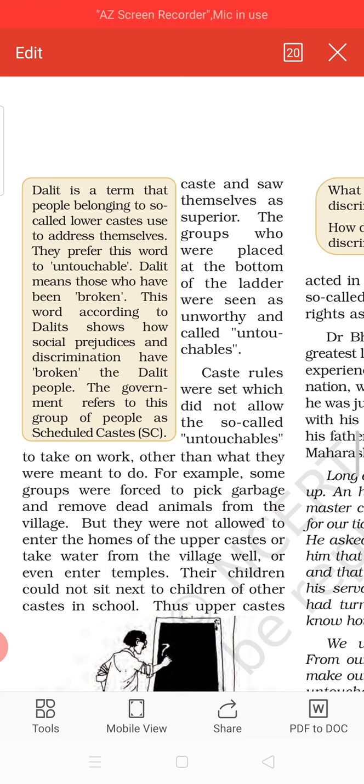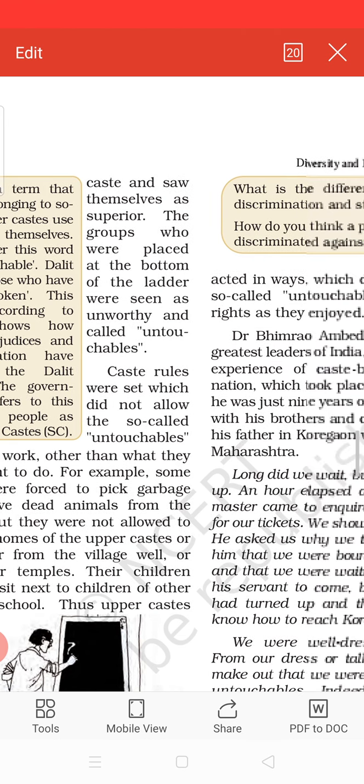The government refers to this group of people as scheduled caste. So instead of being called untouchable, they prefer to be called Dalit, which means broken, and this shows their plight, how they have been ill treated by society.